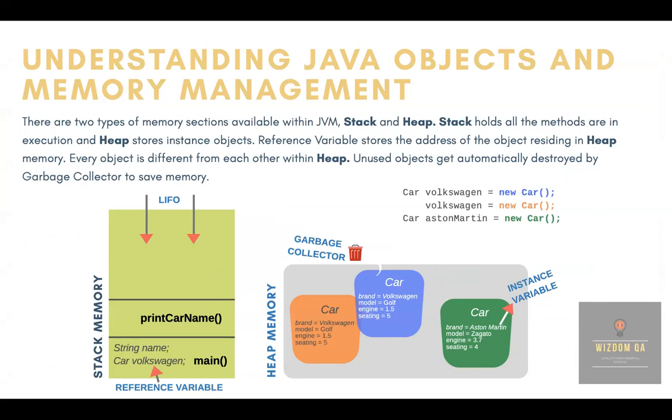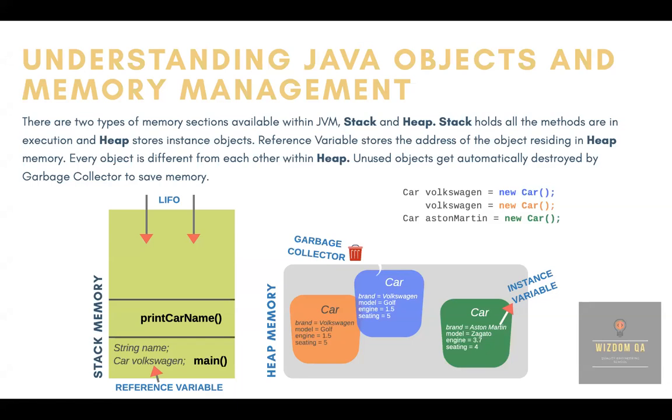Okay, there are two types of memory section. There are many different memory sections in the Java virtual machine, but there are two different memory sections which are very important to understand. One is called stack and the other heap. Okay, stack holds all the methods that are in execution.